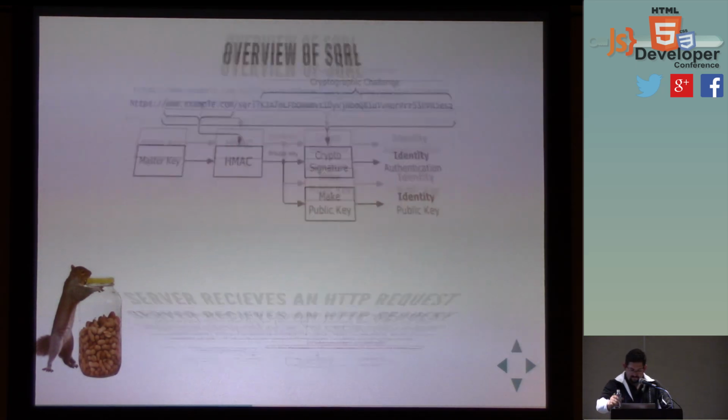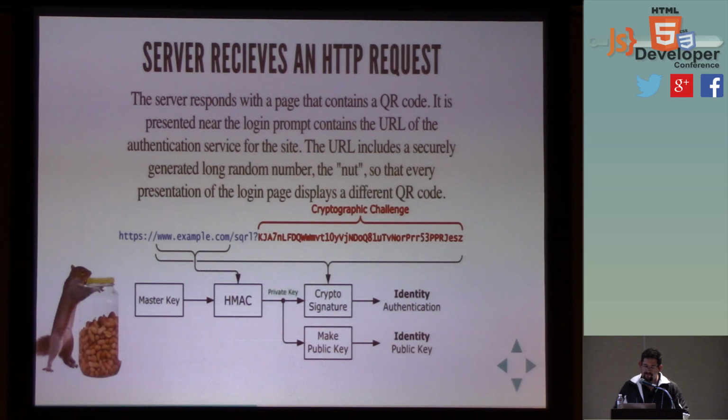So, the first step here is that the user goes to the server, and the server is going to respond with a page that has a QR code on it. This QR code is presented probably near the login prompt, or wherever that portion of your page is. The URL includes a securely generated long random number, and the SQRL community has termed this the nut.